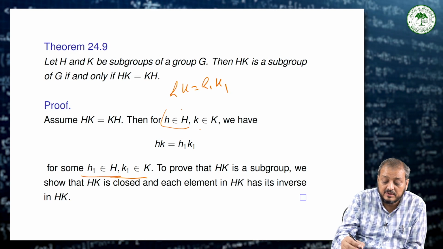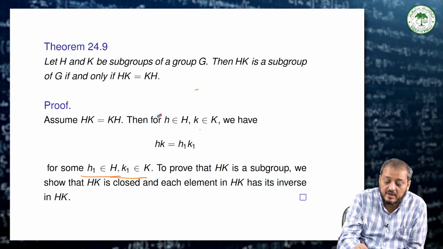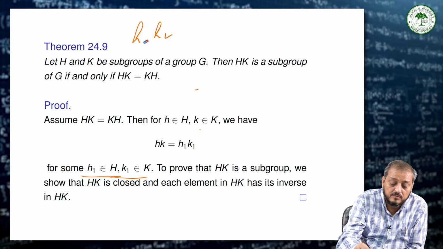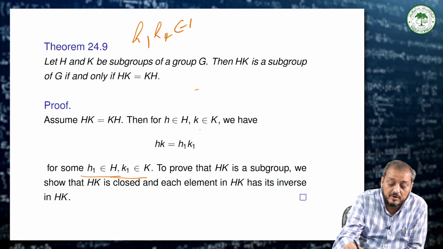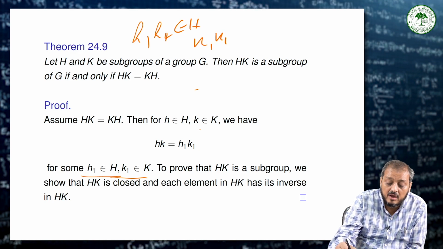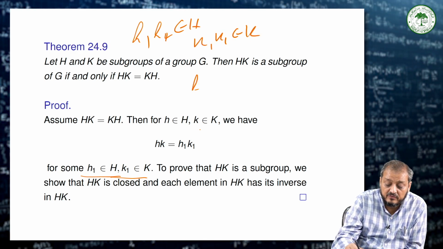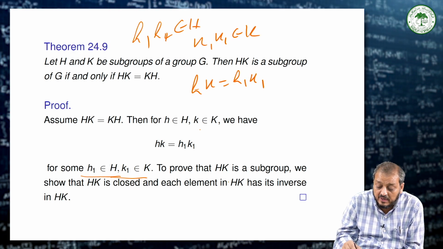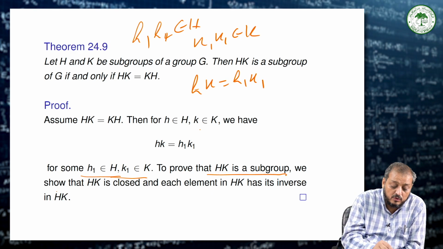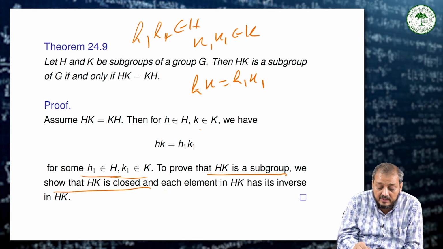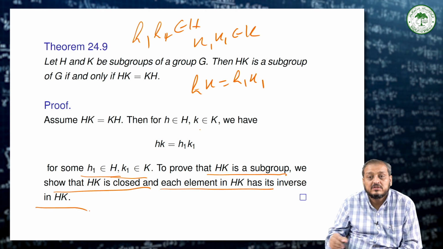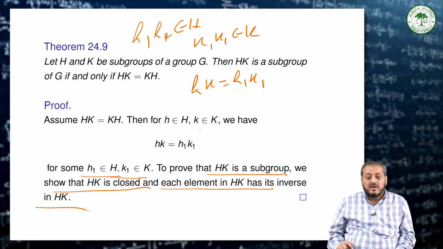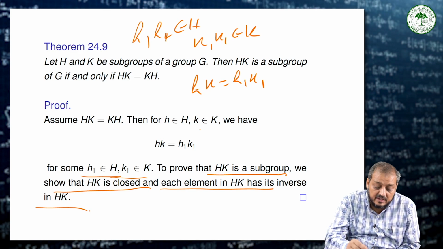So we take some elements h, h1 in H, and k, k1 in K. Then we can say that hk is equal to h1k1. Now to prove that HK is a subgroup, we have to show that HK is closed and each element of HK has an inverse in HK. So first we have to show that HK is closed.